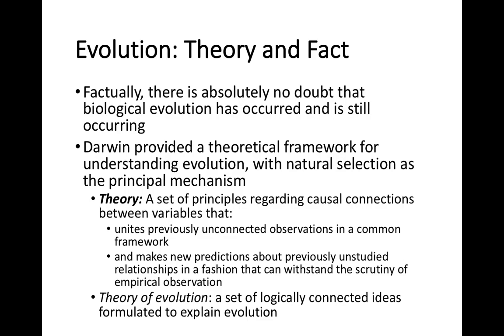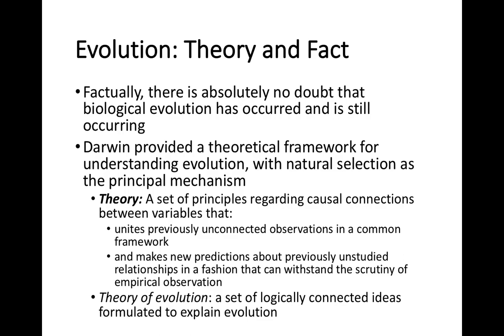Darwin proposed a theoretical framework for understanding evolution with natural selection as the mechanism. When we talk about a theory, we're not talking about something that somebody just kind of proposed that has very little evidence to support. Theories in science are well supported with hundreds, if not thousands, of hours of observation. And a theory is defined as a set of principles regarding causal connections between variables that unites previously unconnected observations in a common framework and is able to generate new predictions about previously unstudied relationships in a fashion that can withstand the scrutiny of empirical observation.